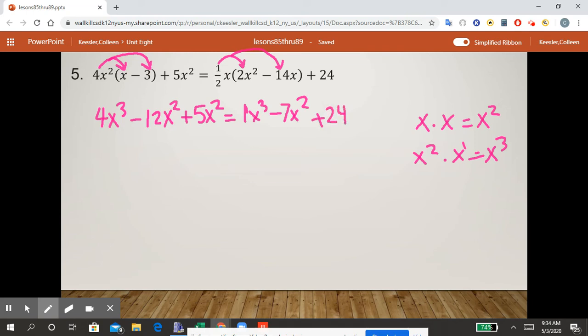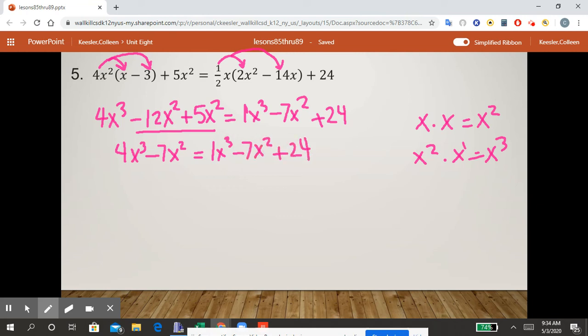Okay, so lots of things that we can do here to make this simpler. First, I'm going to look to see if there's anything on one side that has like terms that can be put together. And I see negative 12x squared plus 5x squared. So I'm going to put that together. So I get 4x cubed, and negative 12 plus 5 is negative 7, so it's negative 7x squared equals 1x cubed minus 7x squared plus 24.